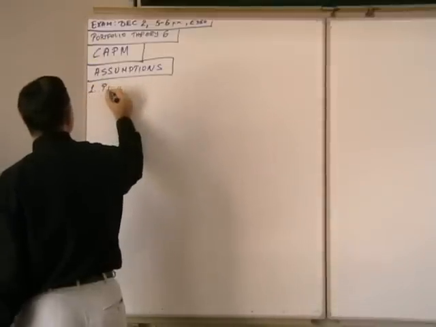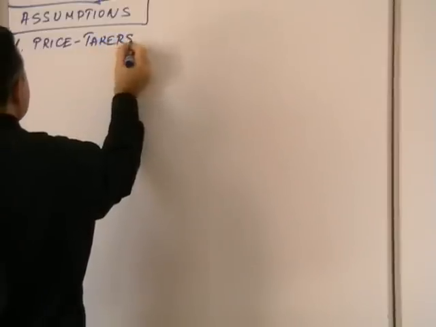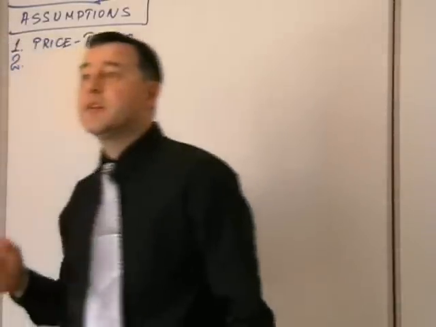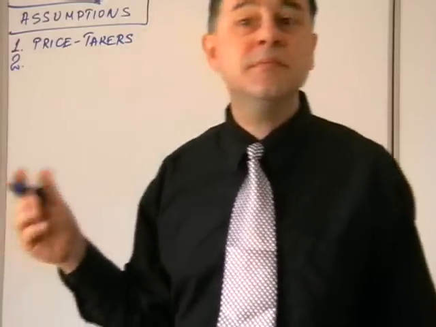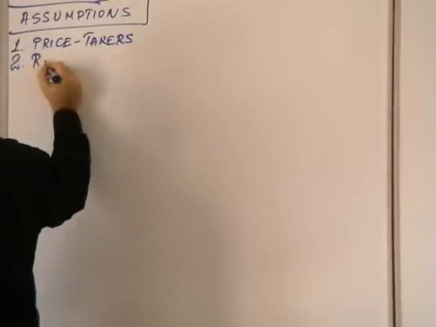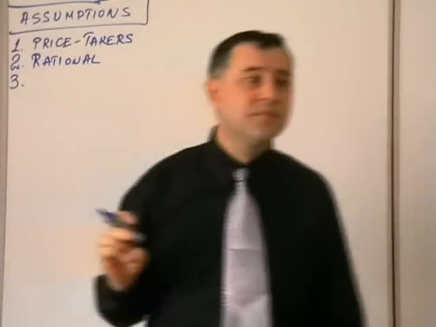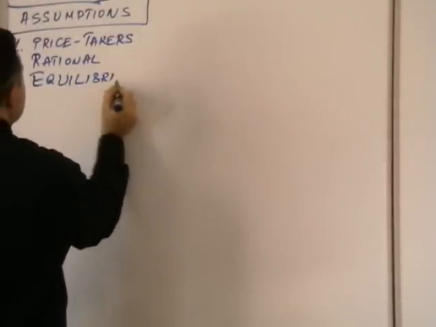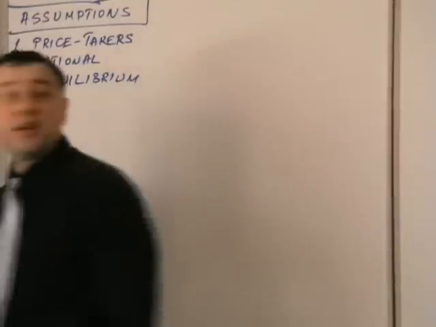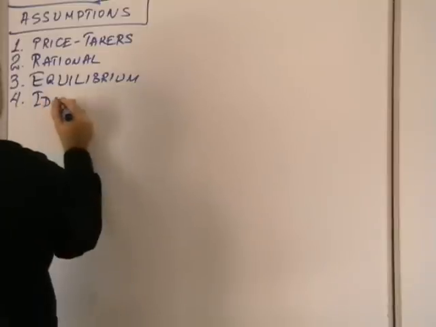The first assumption was that investors are price takers. What's the next assumption? Investors are rational. The next one is equilibrium: the market is at equilibrium. Identical holding periods, an identical investment horizon, similar or identical.